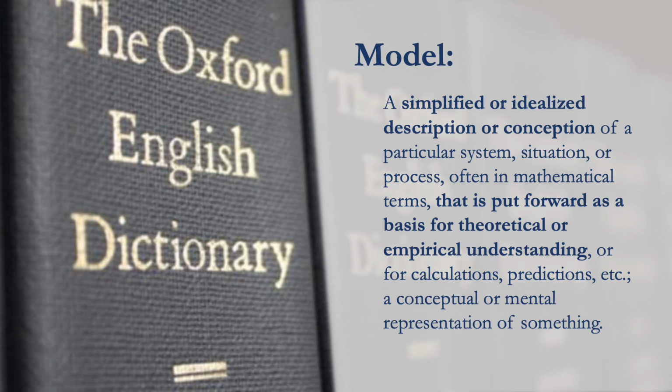The first, simplified or idealized description or conception, says that models should be simple. They should not describe the world in all of its messy detail. Models give us a way to pare down reality to its important components. The second, put forward as a basis for theoretical or empirical understanding, tells us that models describe reality. In other words, while they come from our minds, they explain relationships that exist beyond the mind of any single person or group of people.